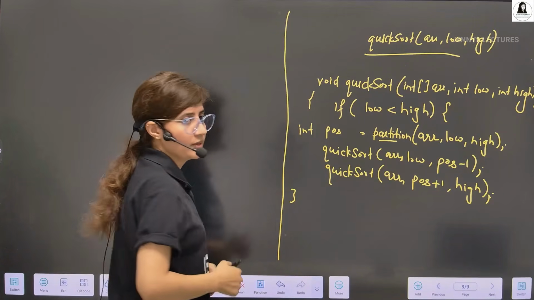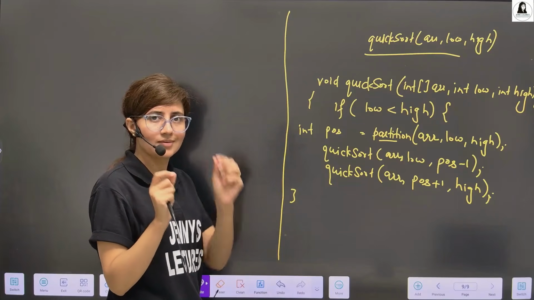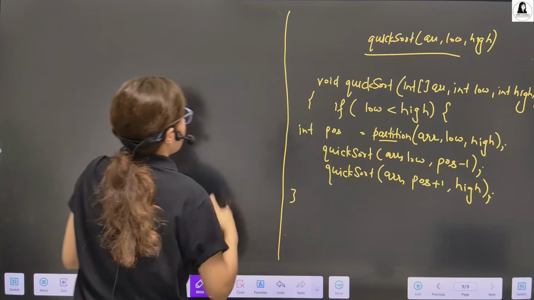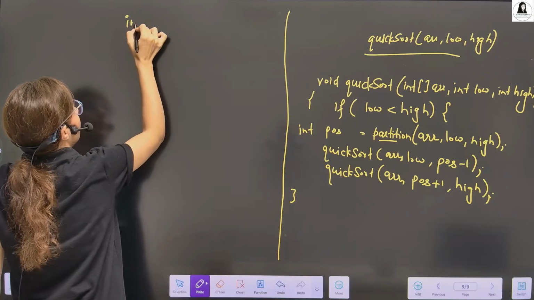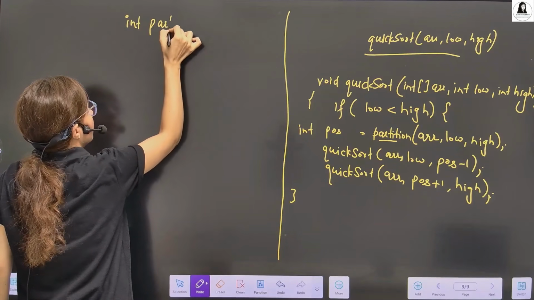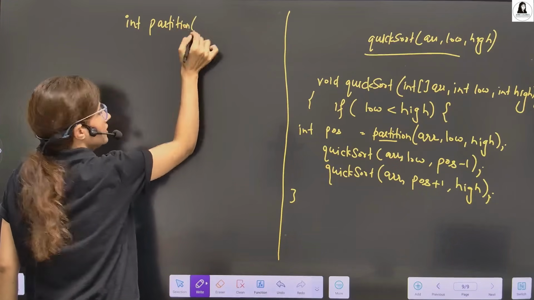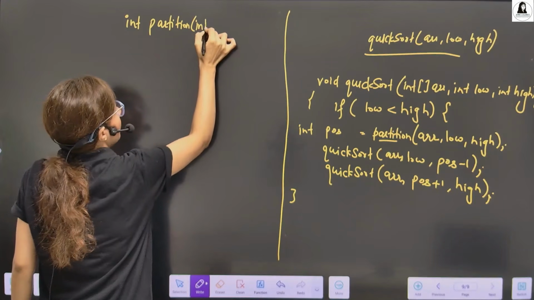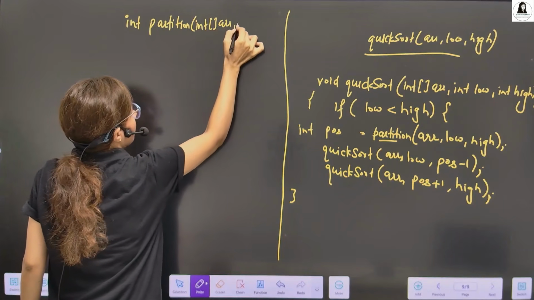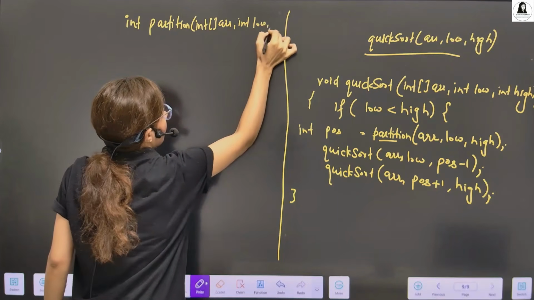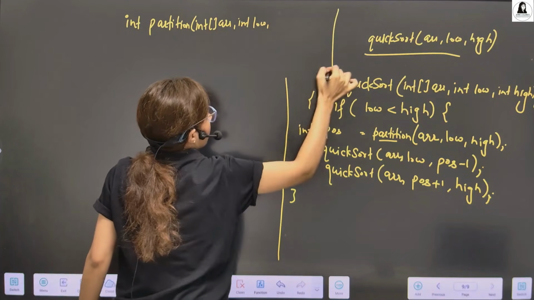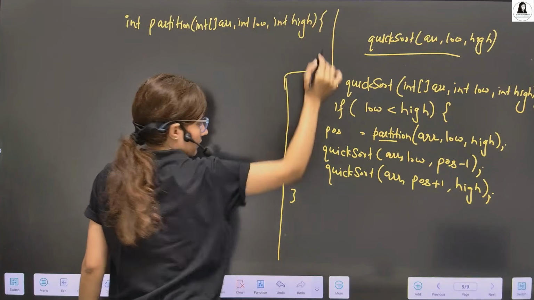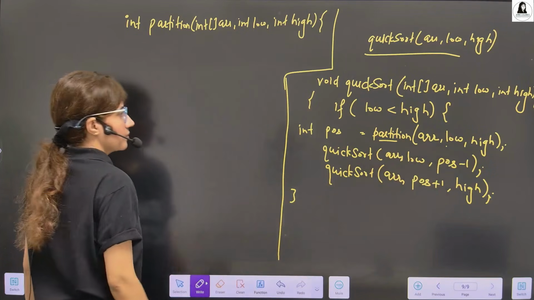Now define this partition method. This partitioning is the core, the heart or the brain of this quick sort. Let's write it down. It will return an int. So int partition. It's really simple. Whatever steps we have done, the same we will write. What do we have? Array, then low and high, 3 arguments.